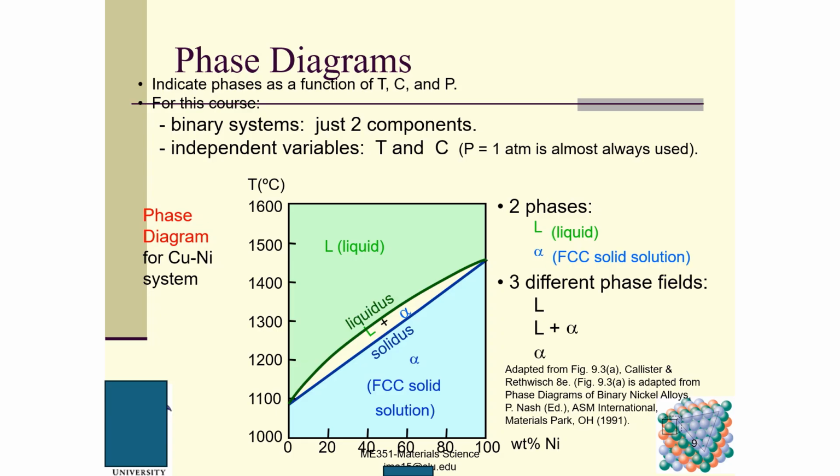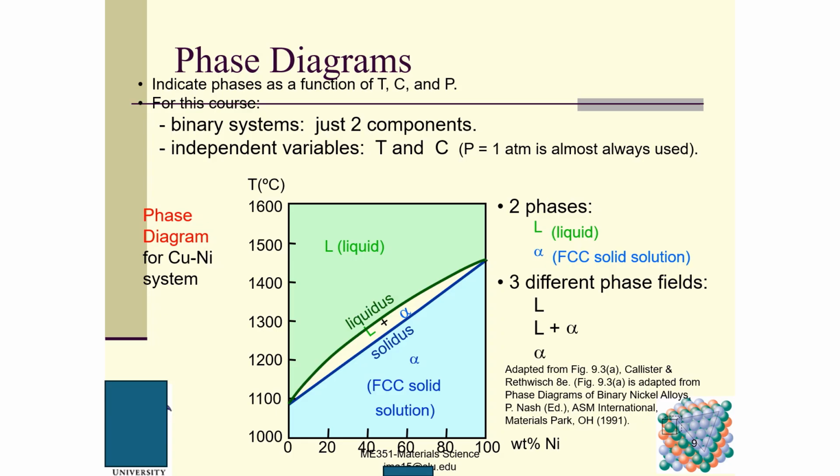Pressure of 1 atmosphere is almost always used. This is the normal pressure that humans experience, and it means the materials also experience it when in service, right? So that's the reason we use a constant P here.